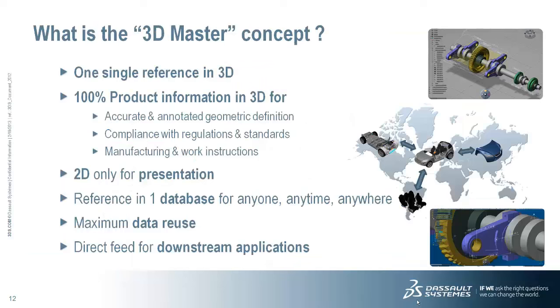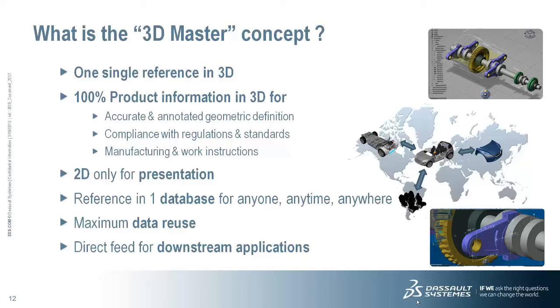Well, the key element is that there is one single reference in 3D. Of course, this single reference contains the geometry, but much, much more. It contains 100% of the product information: accurate and annotated geometry, not only geometry but descriptive text. It's compliant with all regulations and standards because we are reapplying the rules that exist in 2D in 3D. And it can be directly reused for manufacturing and work instruction in the downstream applications. 2D is available, but it is only a presentation of this 3D specification.